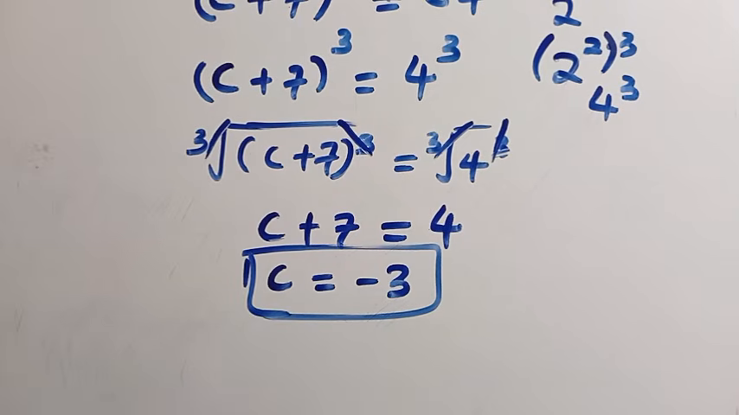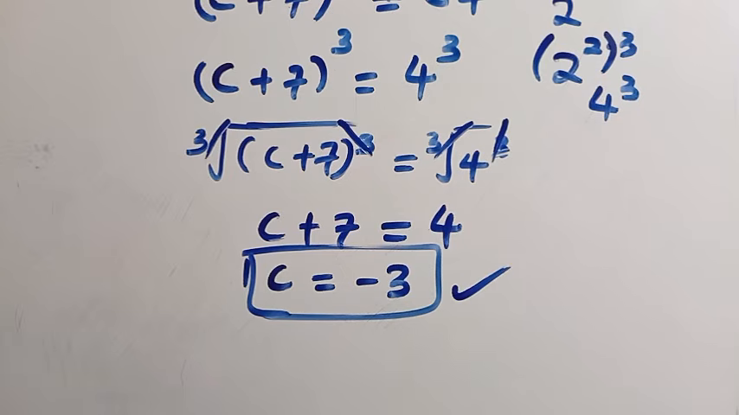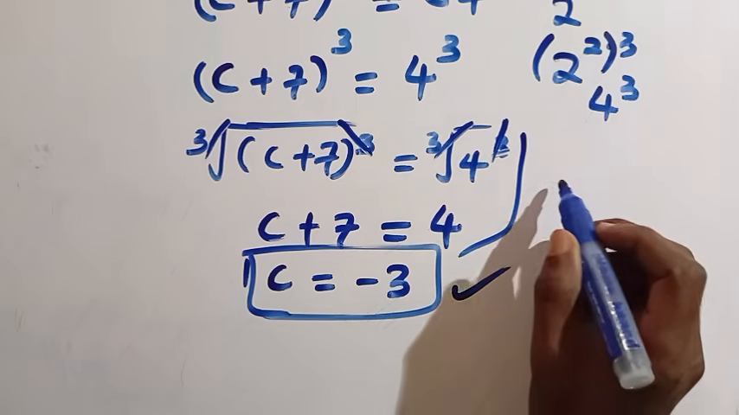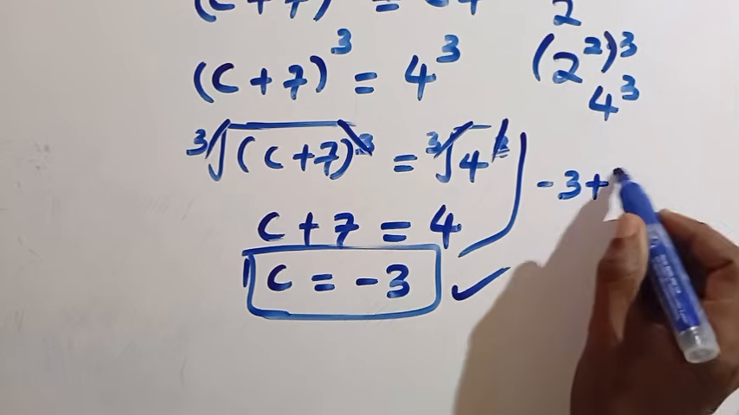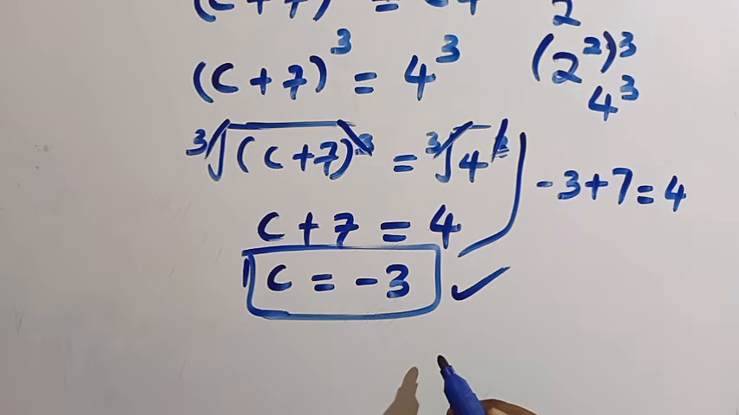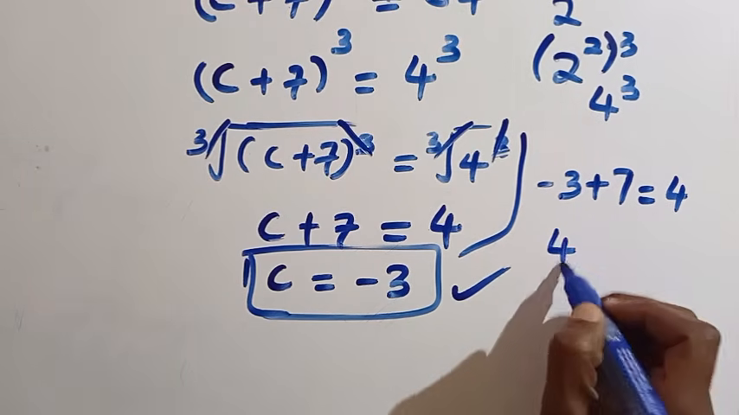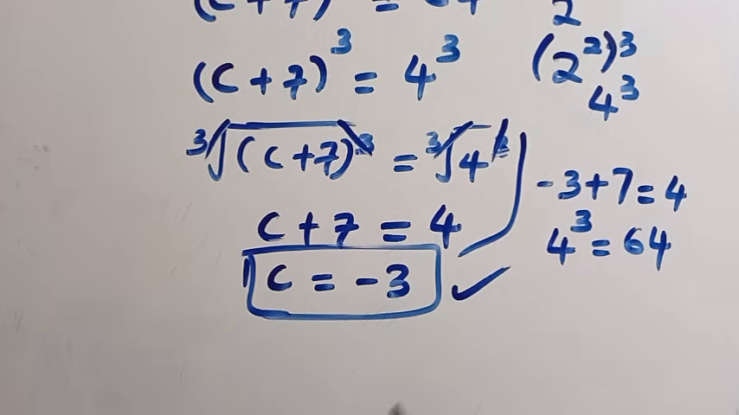I got only one solution to this problem, but this is not the final solution, this is one of them. If you check the left hand side and the right hand side, c + 7 gives us -3 + 7, and -3 + 7 gives us 4. Then 4 raised to the power 3 gives us 64. The left hand side equals the right hand side. But let's find all the 3 solutions in this problem.